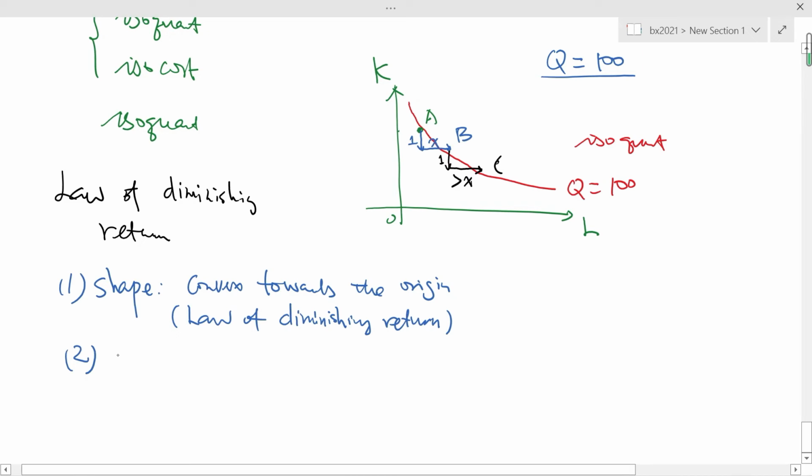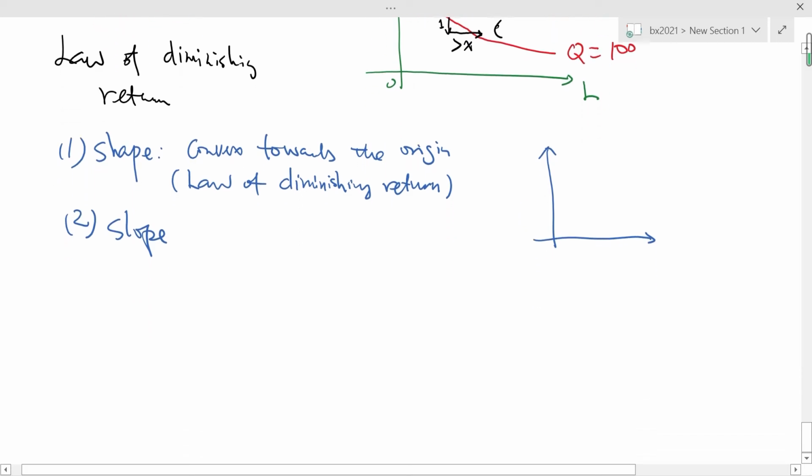Let's look at the slope. I'm going to draw another diagram. This is the isoquant, and this is point A. From point A, I cut the capital by 1 unit, and then increase the labor by X units, and let me label this point as B. So now we can form a triangle ABC. The slope can be measured as 1 over X. So let's find out what X is.